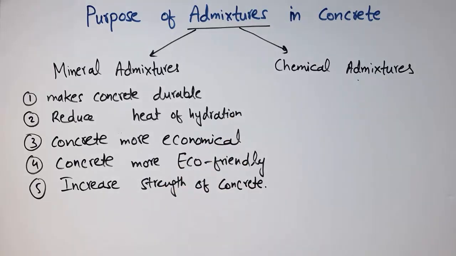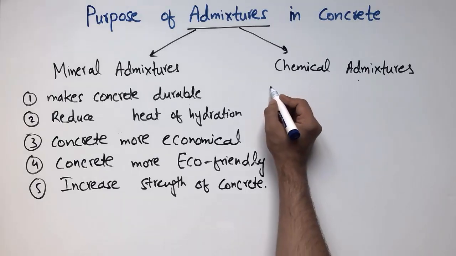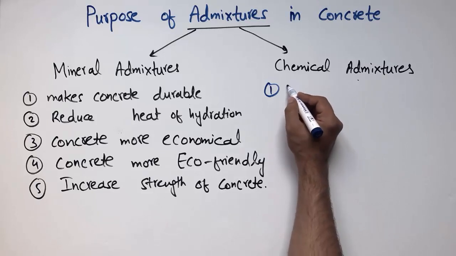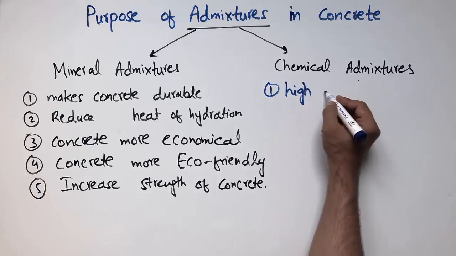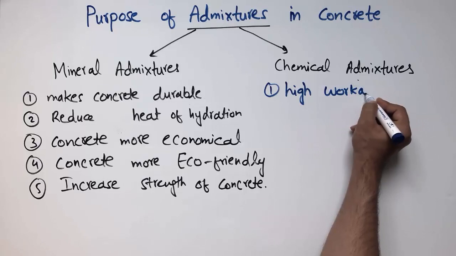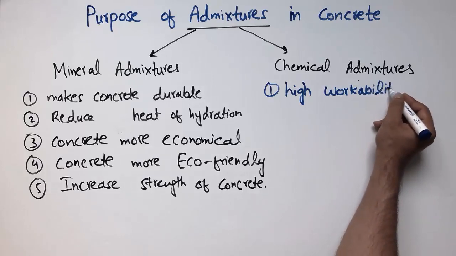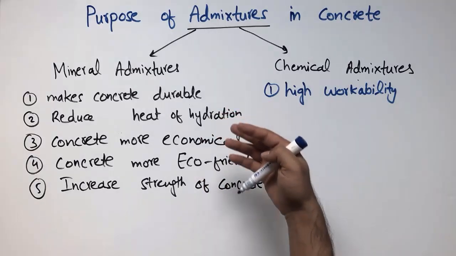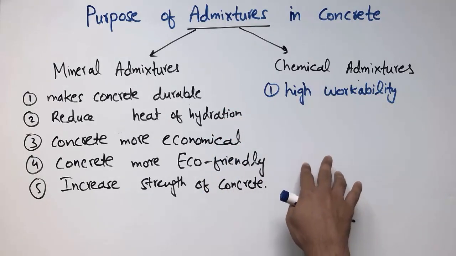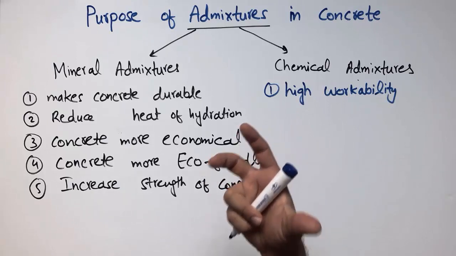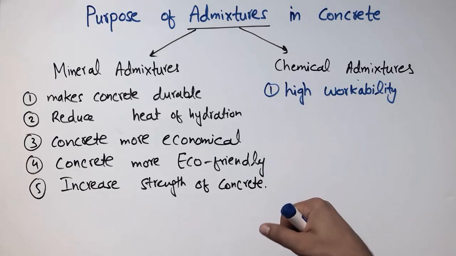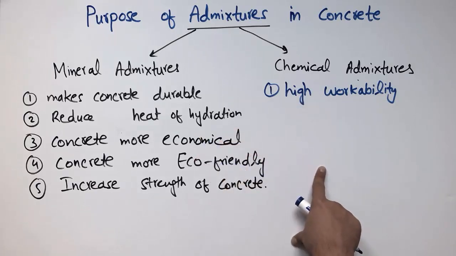Now coming to the chemical admixtures, the first purpose of the chemical admixture is that it increases the workability of the concrete. So we can write it here, high workability. Workability means the flowing of concrete. Concrete can flow easily in the structure, so we can get a good structural member because of the workability. It can be easily mixed, and it is easily workable during construction.